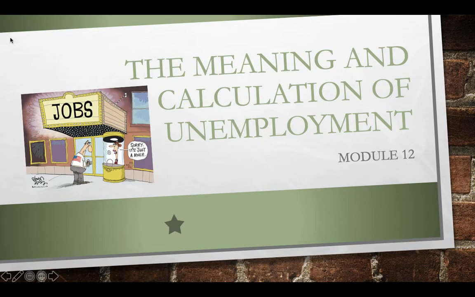Okay, so the meaning and calculation of unemployment. This is the second of the major indicators. We did GDP, today's unemployment. We'll talk about inflation on Monday. And this whole course becomes how these three interact, right? If you're trying to fix unemployment, how does it affect inflation and GDP, and so on, okay?